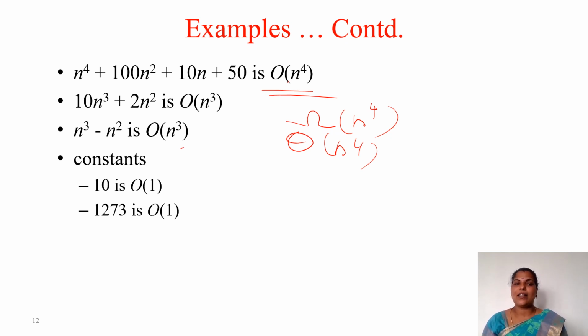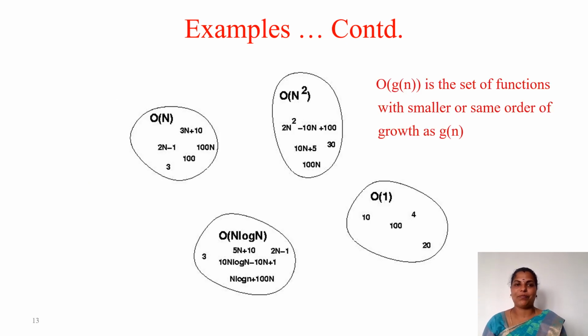Then coming to the constants, 10 is big O of 1. Whatever the number given here, for a constant we have to write it as 1 only.